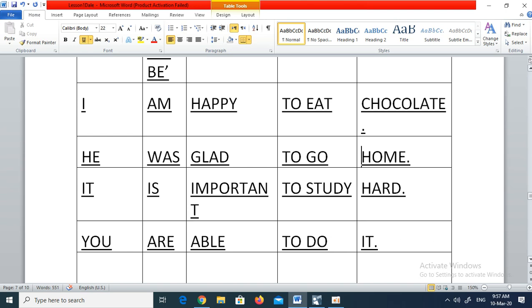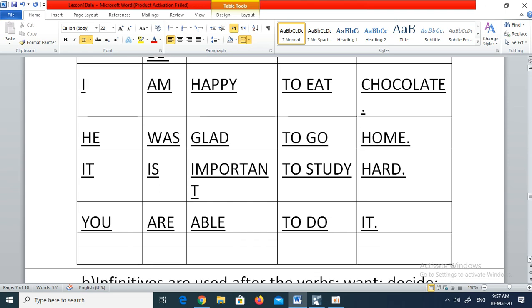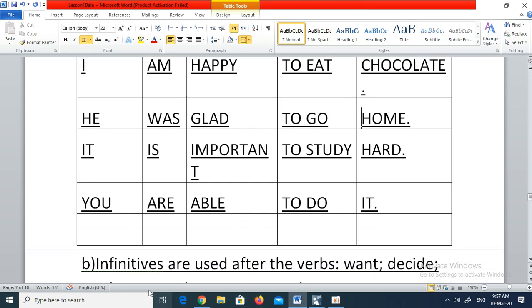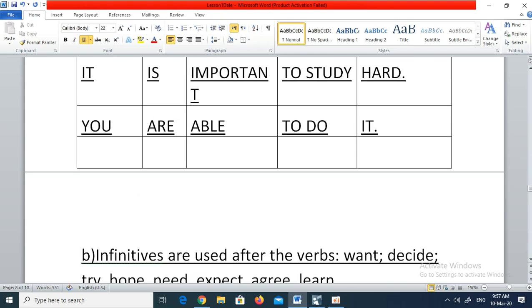What I suggest you do at home is use this grid and make 1 or 2 examples of the construction for yourself so that you have some practice in doing it and that you know how to do it if it comes up in the exam. That is the first use of the infinitive that we are covering today.